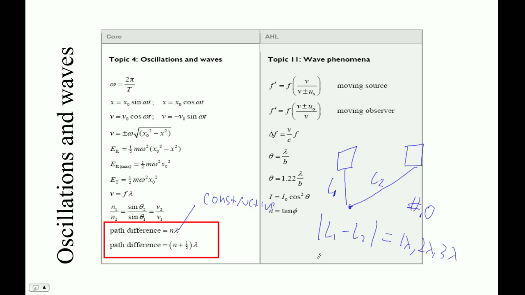And if L1 minus L2, in other words, if the path difference is what we're talking about here, was half a wavelength, 1.5 wavelengths, 2.5 wavelengths, then this was destructive, okay?